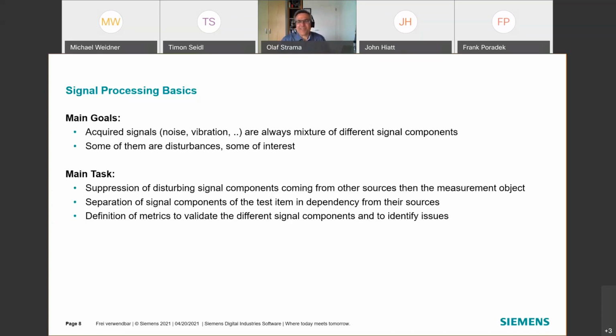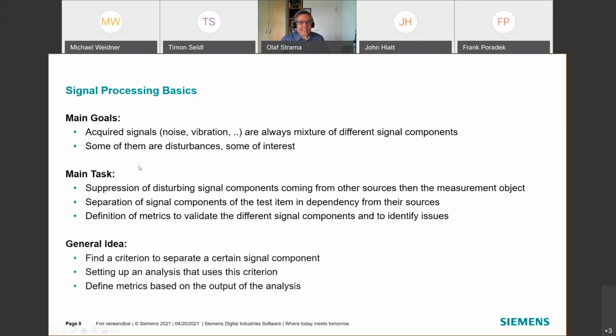Yes, and to separate these components depending on the mechanical components, depending on the issues that may occur, is an important step towards a metric. A metric that validates the signal components and that helps us to identify an issue. So that's more or less also the drill down: suppressing of disturbing signals, separating of the interesting signals, definition of metrics about the signals. Now the question is, how do we do it?